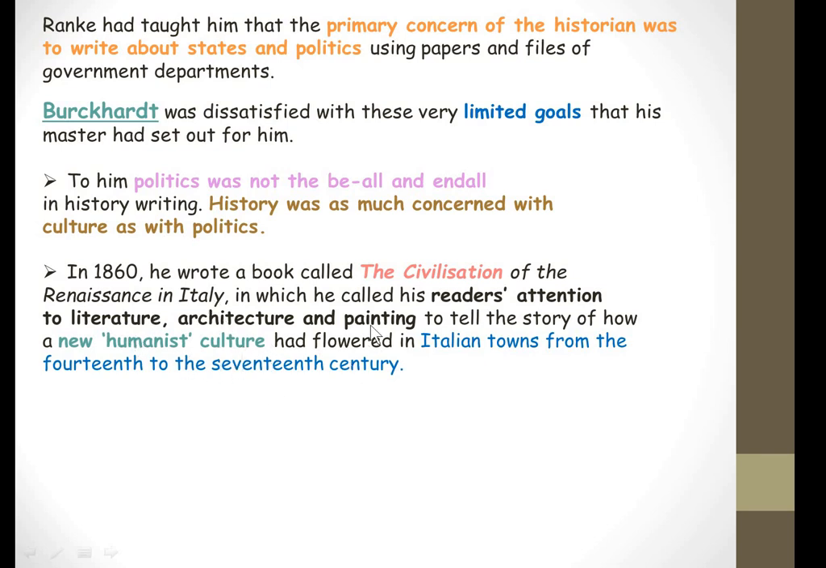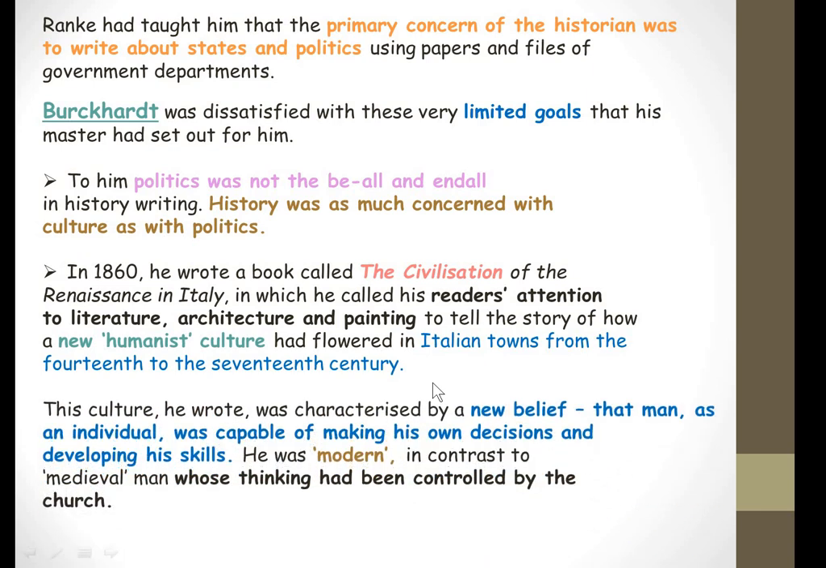By learning all these things, human beings gain an insight into humanistic culture. All these things made people think, and that is how things were changed in Italy, especially in Italian towns from the 14th to the 17th century. So every flowering took place at this time, especially in literature, architecture, and painting.